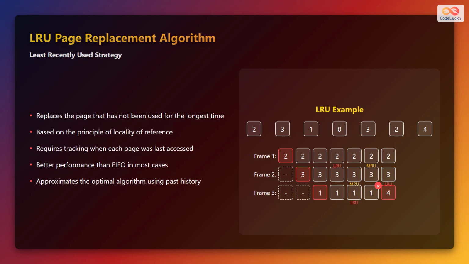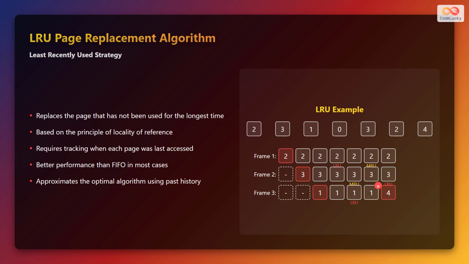Now, between pages 2, 3, and 1, the least recently used page is page 2. So page 2 is replaced with 0. The next reference is page 3, which is already present in the frames. So there is no page fault. The next reference is page 2, which results in a page fault. Now, between pages 0, 3, and 1, the least recently used page is page 1. So page 1 is replaced with 2.